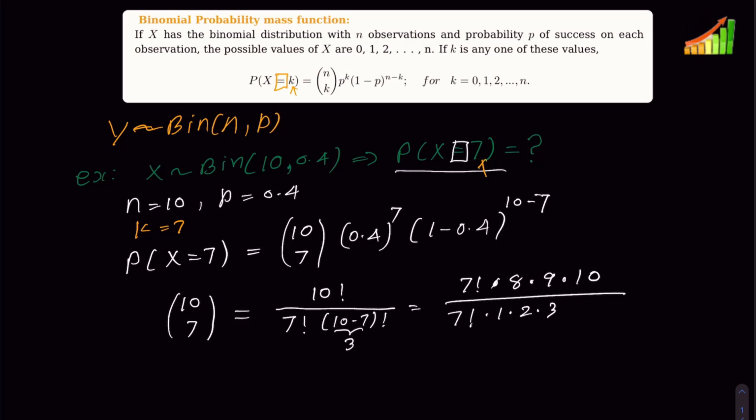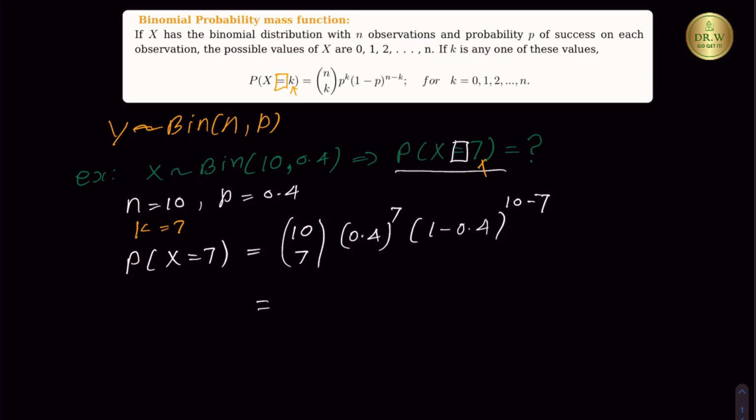Then you see here the 7 factorial cancels out. Simplifying, this is 120. So this is 120. Then you have 0.4 to the power 7, and here 1 minus 0.4 is 0.6, to the power 10 minus 7, which is 3. You can simplify this, and it is 0.0425. That is the probability of X equals 7.